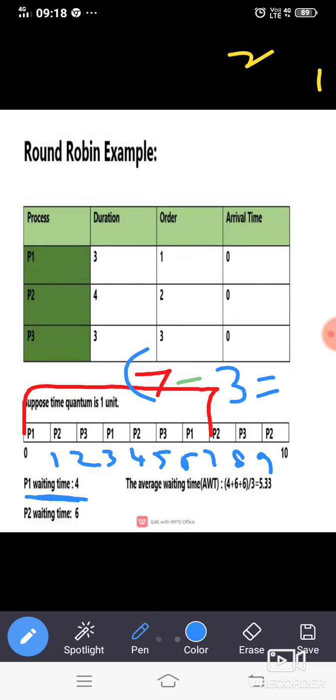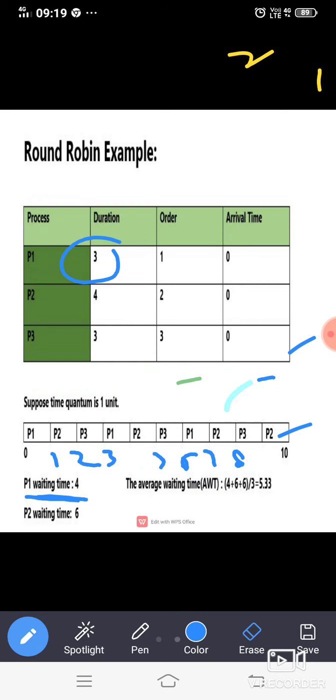So the time it has waited is 7 minus 3, which is equal to 4. Actually it has to be completed in 3 seconds, but it has completed in 7 seconds. The extra time it has taken is 4 seconds. So the waiting time of P1 is going to be 4. Now let us go for the waiting time of the other process, that is P2.